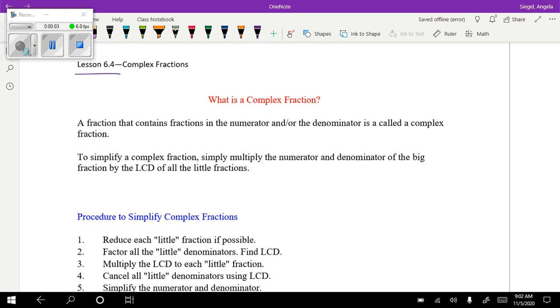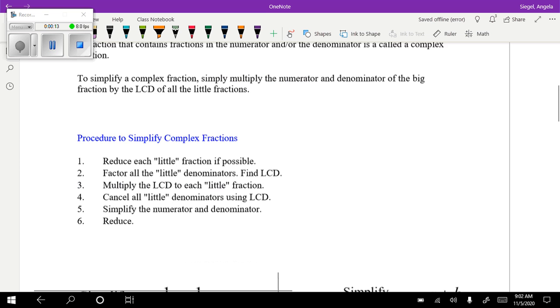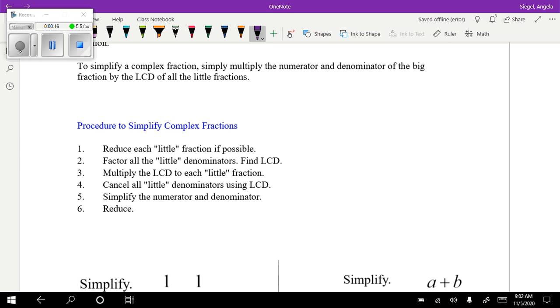Hi guys, welcome to lesson 4, and we're going to be talking about complex fractions. So a complex fraction is a fraction within a fraction. So that's what we're going to be dealing with today. So these are the steps that will help you deal with this.